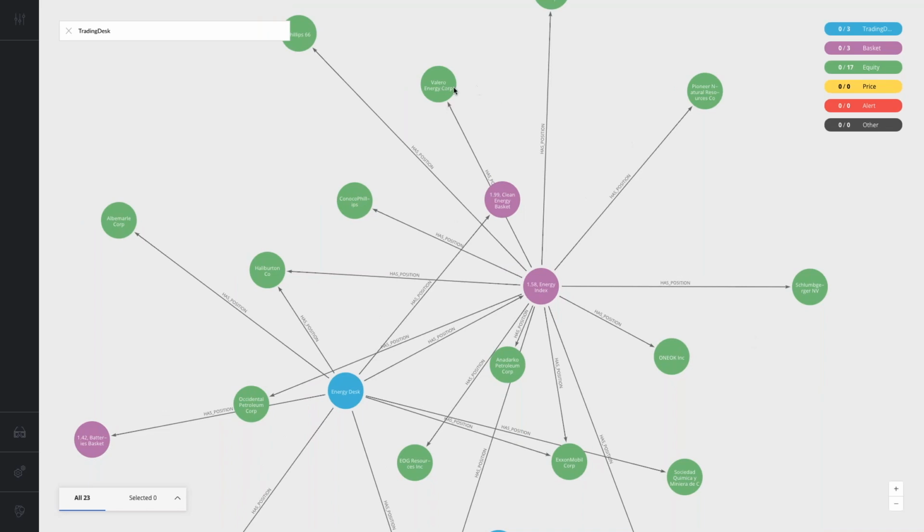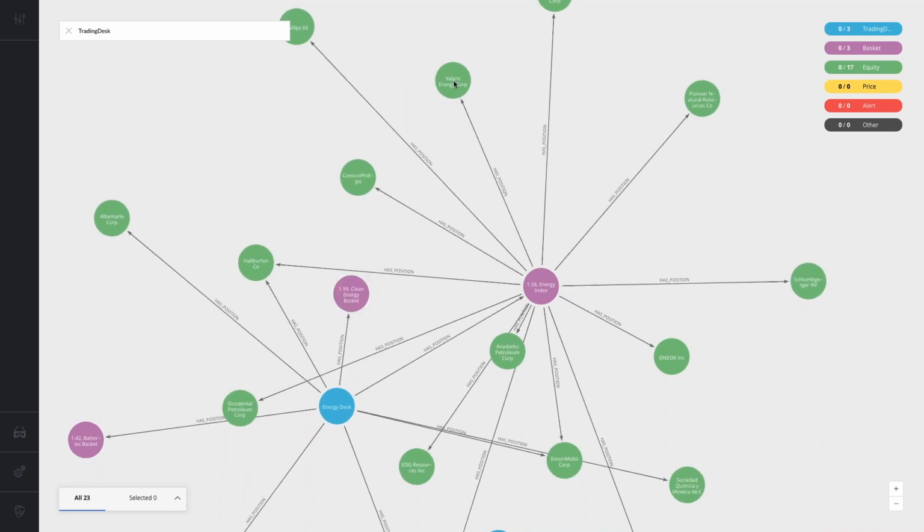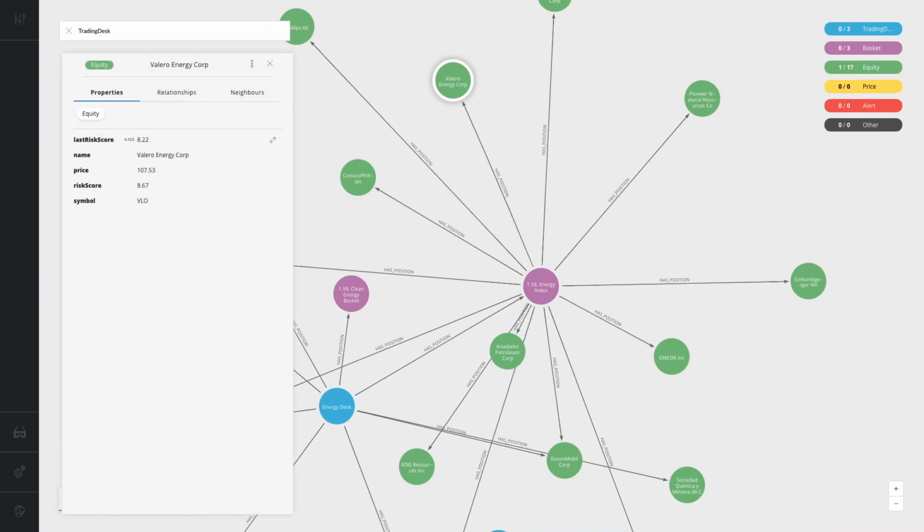Right. So one of the things you can do with Bloom as well is not just explore the connections in the data, but explore the actual data itself. So we can double click on a node and see which data we can look at for it. So we can see the last risk score here. We can see the risk score we have currently, the name of the company, the price of a share in this company, the symbol, for example. And this obviously can be adapted to whatever the use case needs.